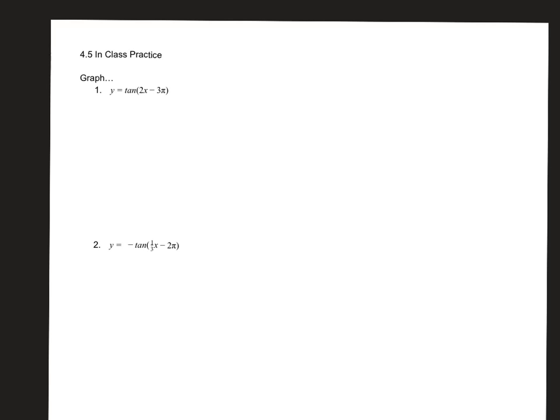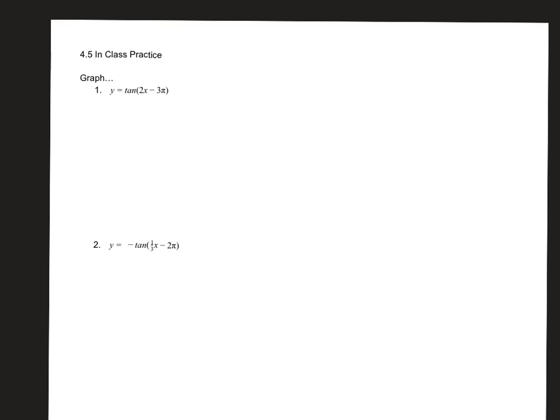Hi everyone, I am going to run through a quick couple of examples on how to graph tangent curves. We are not going to be graphing cotangent curves this year, so when you run across those in your homework assignment, just go ahead and skip over the cotangent graphing problems.